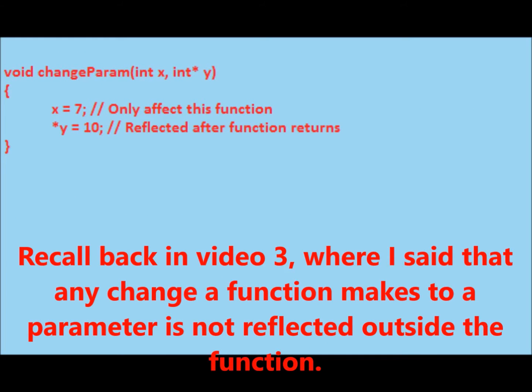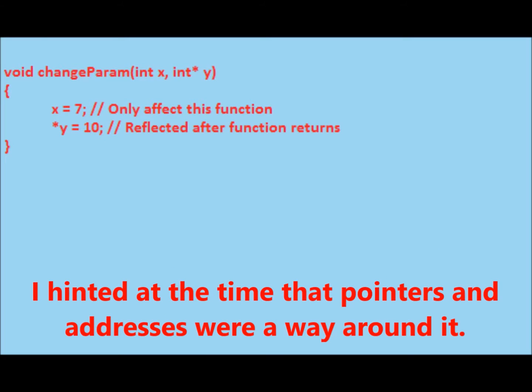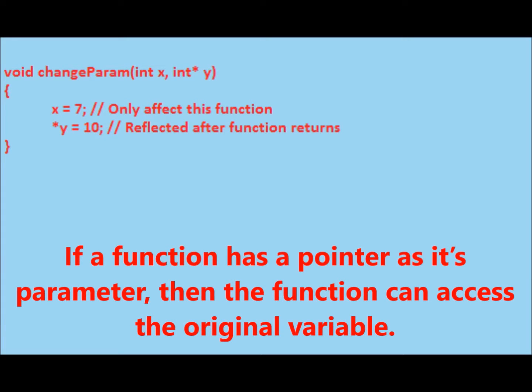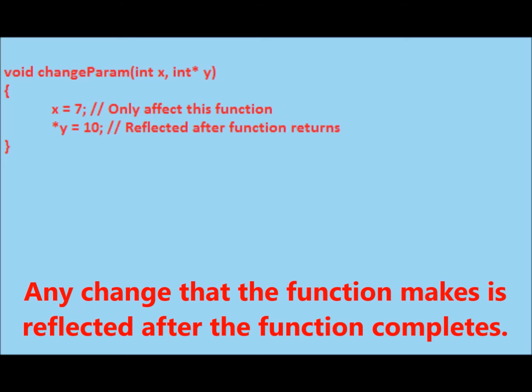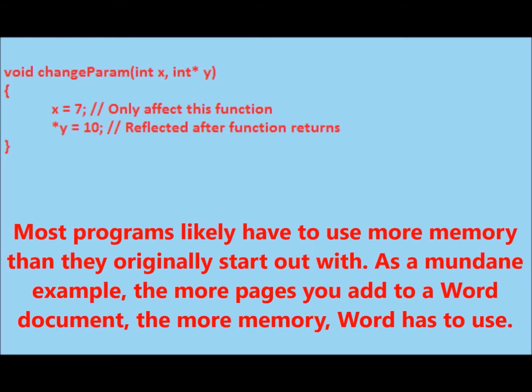Recall back in video 3 where I said that any change a function makes to a parameter is not reflected outside the function. I hinted at the time that pointers and addresses were a way around it. If a function has a pointer as its parameter, then the function can access the original variable. Any change that the function makes is reflected after the function completes.